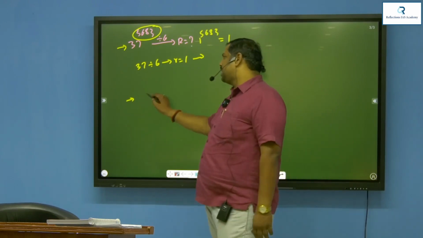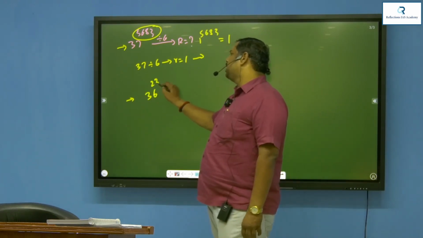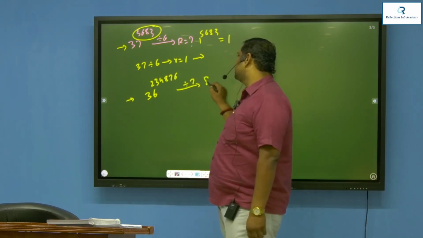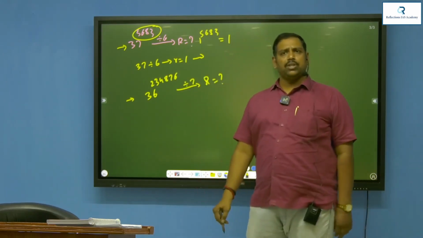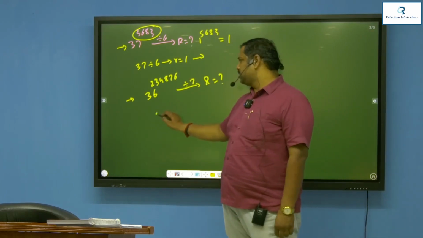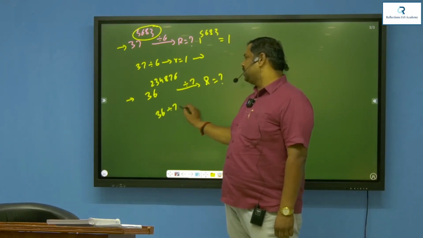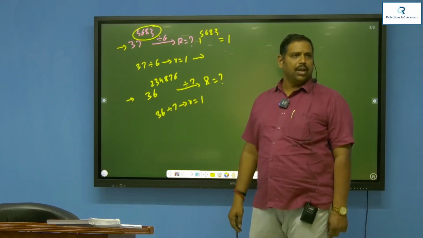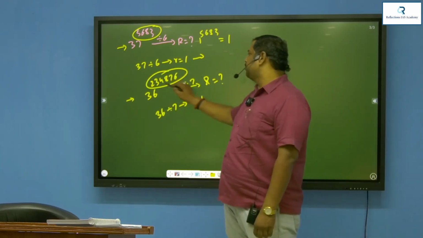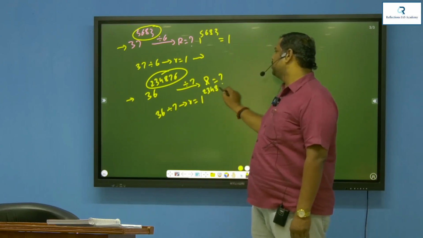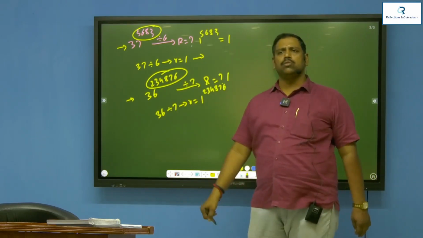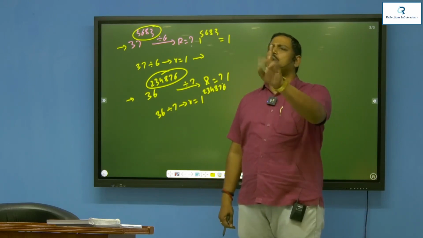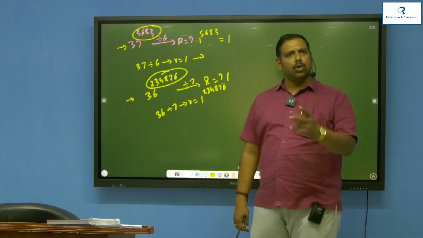But suppose the question he is asking is 36 power 234876. Suppose you divide with 7, what is the remainder he is asking? First, we have to take the base 36 and divide with 7. 36 by 7 means the remainder is 1. I said 1 power this entire 234876. 1 power anything is equal to 1. So what's the remainder you got? 1. I have given 2 examples such that you will get only 1. Yes or no? Right, shall we go to the next example?